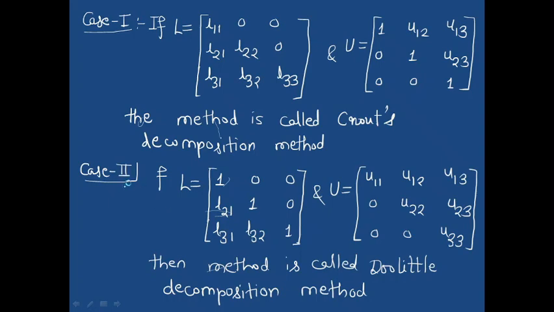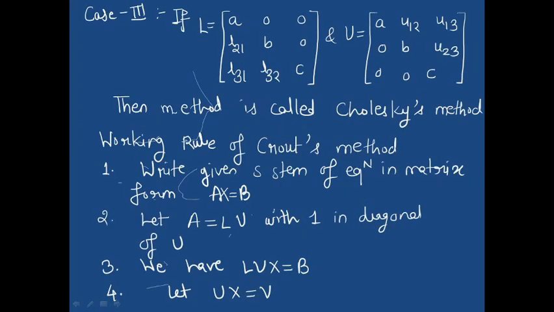Now what is case 2? In case 2, instead of 1 in the upper triangular matrix, we have 1 in the lower triangular matrix. Then this is called the Doolittle decomposition method. And the third possibility is if we have the same entry in the diagonal of both the lower and upper triangular matrices, then this method is called Cholesky's method. So let's see the working rule of Crout's method.